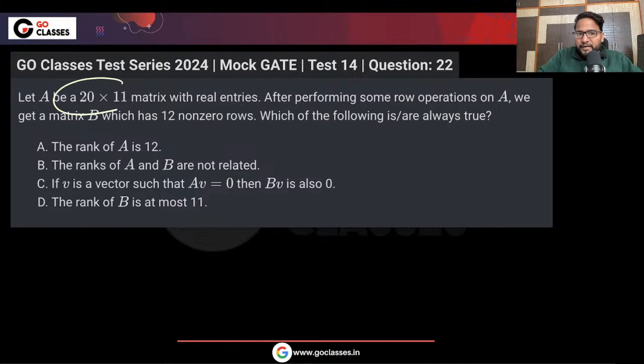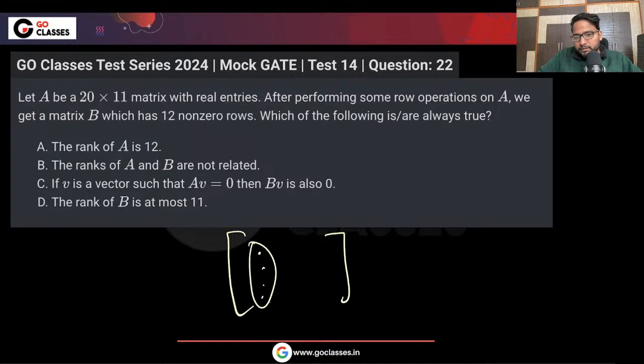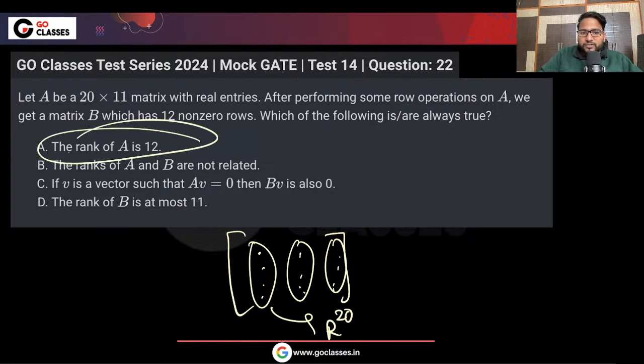They are saying A is a matrix of 20 into 11, which means 20 rows and 11 columns. So these are the 11 columns. It is in R20. The rank of A is 12. Is it possible to have rank of A equal to 12? Obviously not, because there are only 11 columns. So how is it possible?